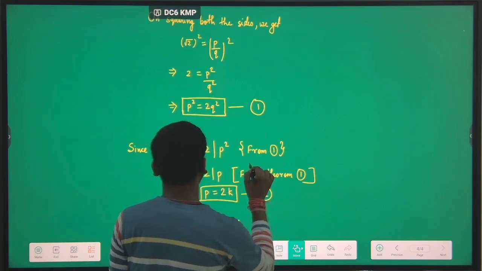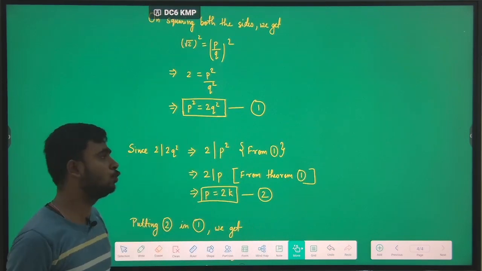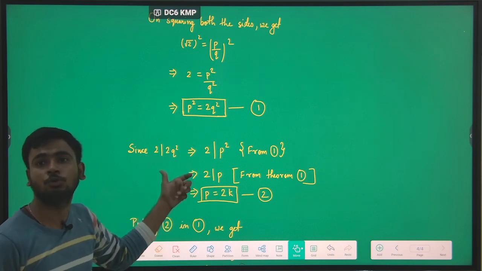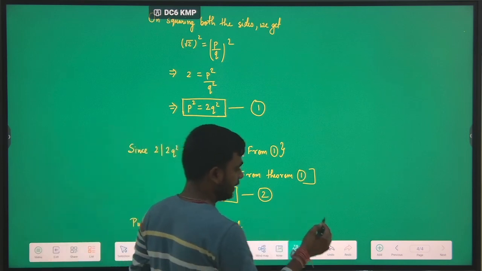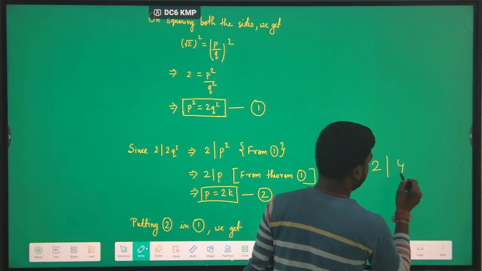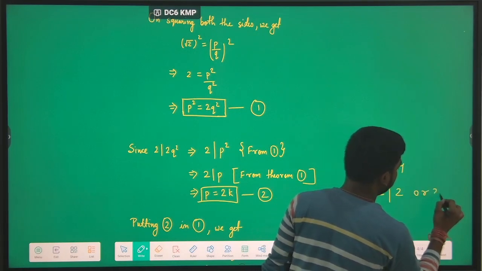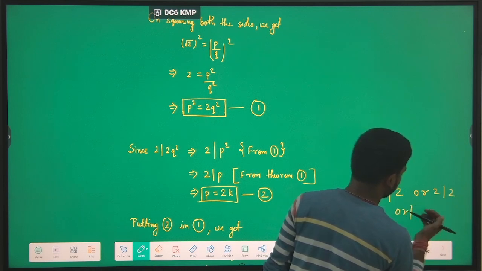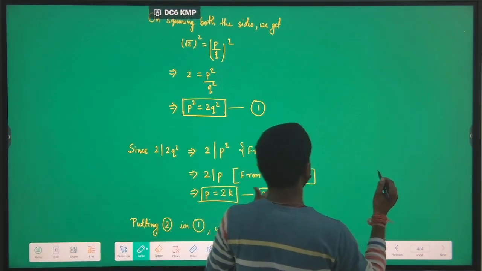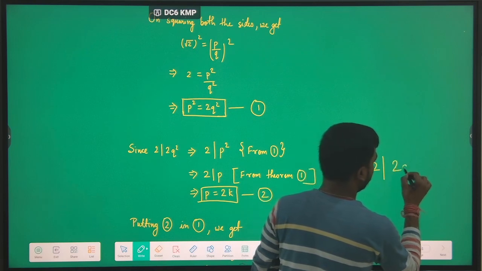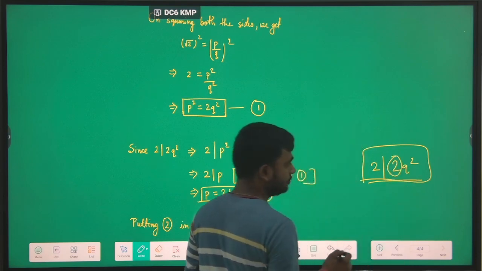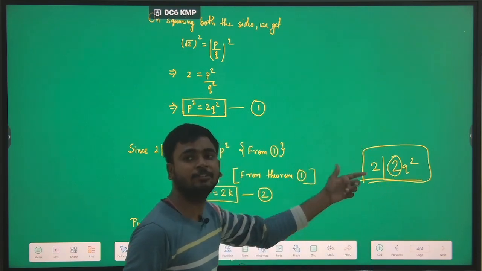Now we know that 2 will divide 2q square, since 2 is a factor of 2q square. So we can say that 2 will divide 2q square. Since what I am saying, that let us suppose if 2 is dividing 4, what it means, 2 will divide 2 or 2 will divide 2 or 2 will divide 2 and 2. Okay. So what I am trying to say, if 2 divides 2q square, how can it divide 2q square? Since 2 is a factor, so it will divide 2q square.